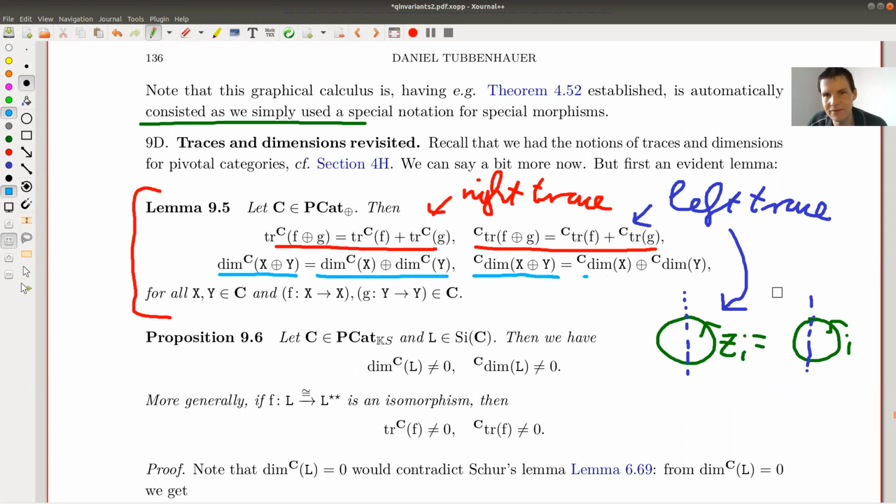And the same way you have left and right dimension, and they satisfy exactly what you think they do. That's what you should be used to for vector spaces. Dimension is too trivial for vector spaces. Maybe you never wrote it down for vector spaces because it's just too trivial. Dimension of V plus W equals dimension of V plus dimension of W.